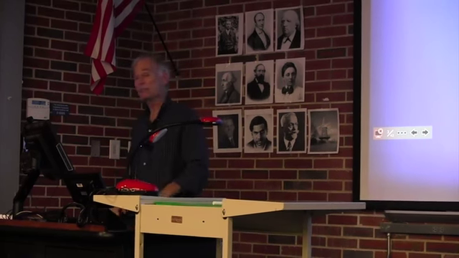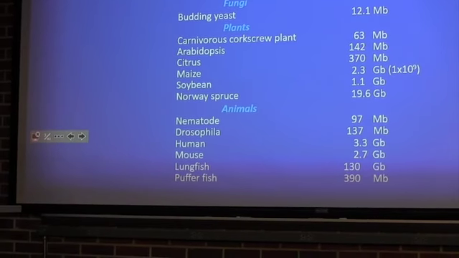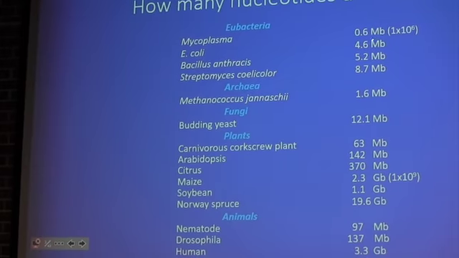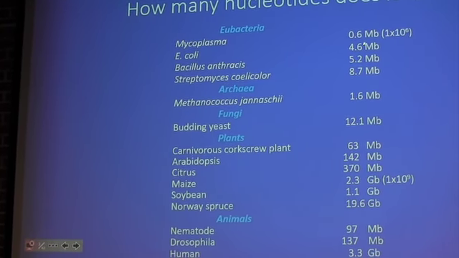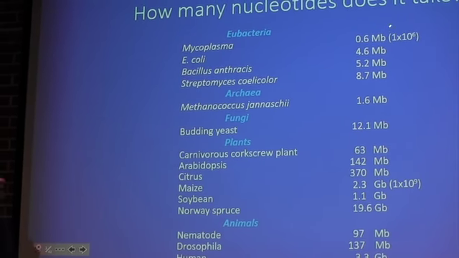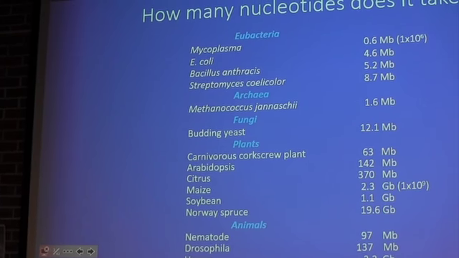So eukaryotes, plants and mammals, vertebrates, have about 25 to 30,000 different genes. So that's what you'll get from this picture. One of the things you'll see: what's a megabase? Mega is a million, kilo is 1,000. A megabase is a million base pairs.